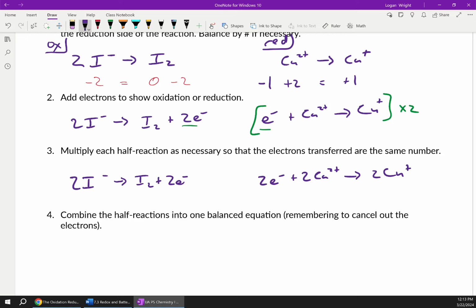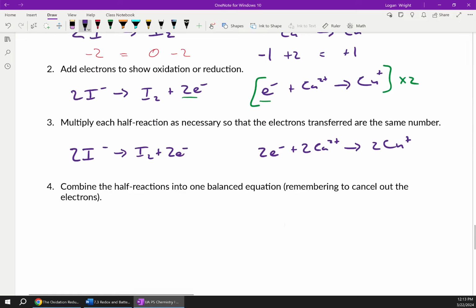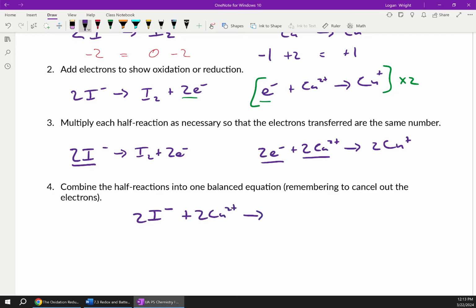Now, because one of them has 2 electrons on the right and the other one has 2 electrons on the left, we already know in advance that they're going to cancel out. So rather than writing it all out and then just crossing it out, let's just skip it. To combine these into our final answer, I can say 2 iodine ions will combine with, don't care about the electrons, 2 copper ions to form I2, don't care about the electrons, plus 2 Cu+ ions.